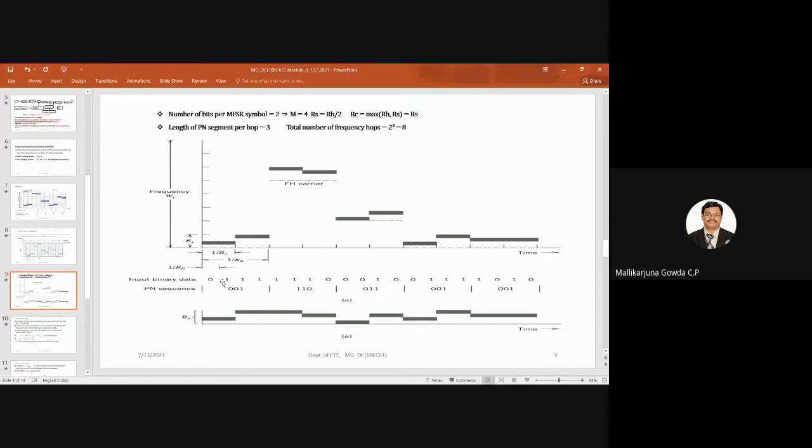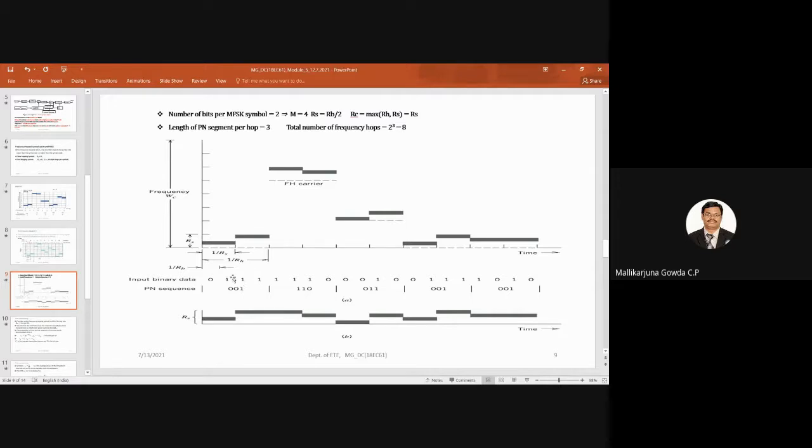I consider 0, 1, 1, 1 as 4 bits, which I am considering as one symbol. Like that, here I am taking a 3-bit PN sequence. With that, these are my PN sequence frequencies: FC1, FC6, FC3, FC1 and FC1. Again, on the vertical axis, so you can understand, it is FC1.